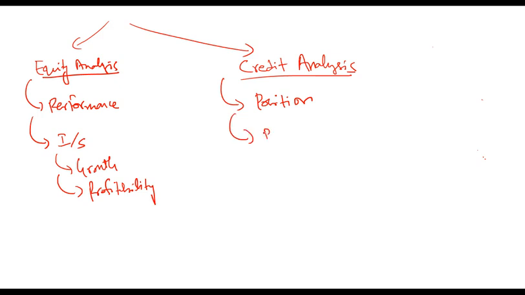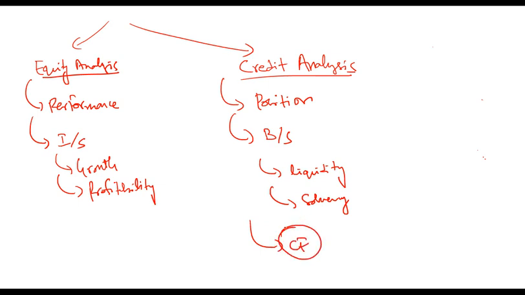And then the key focus is on the balance sheet, and within the balance sheet, the key focus is on liquidity and solvency, and also cash flow, so that you know whether the company has enough liquidity to pay or not. Maybe it has enough assets but not liquidity, so that is also important. So credit analysis is focused on position, balance sheet, liquidity, solvency, and the cash flow statement. Any questions so far?